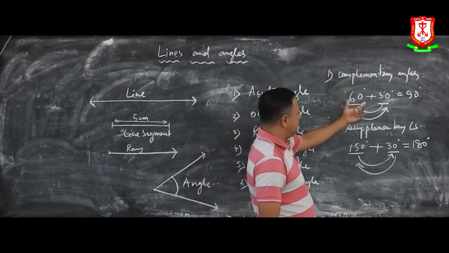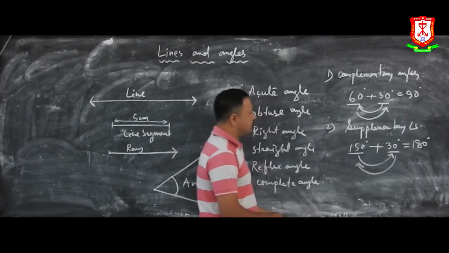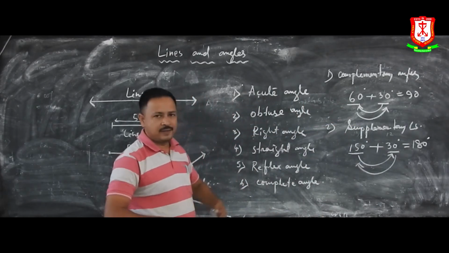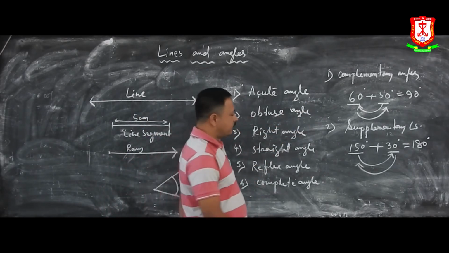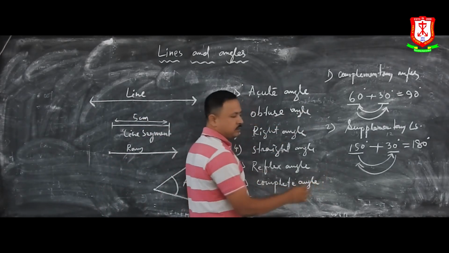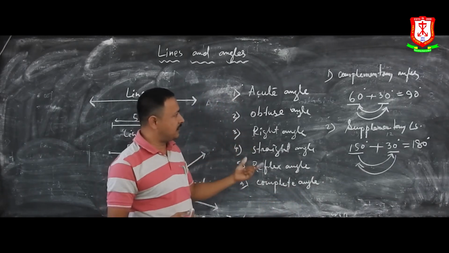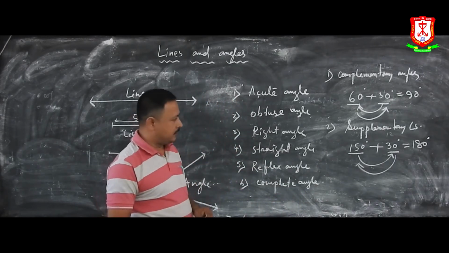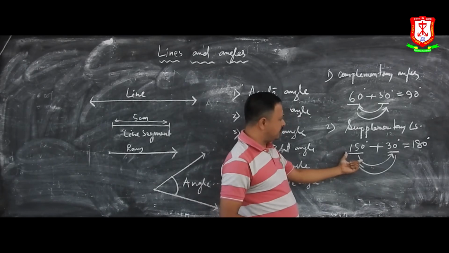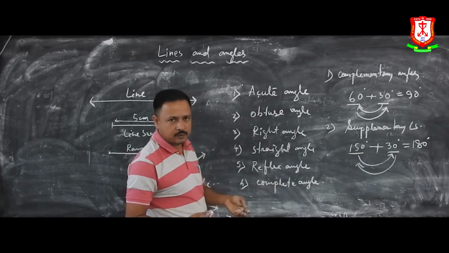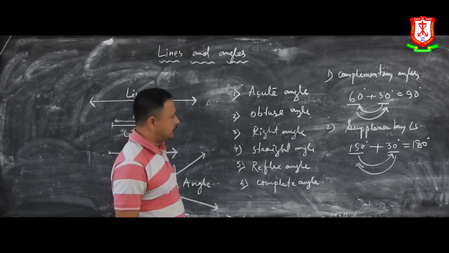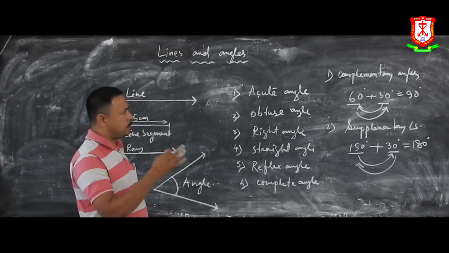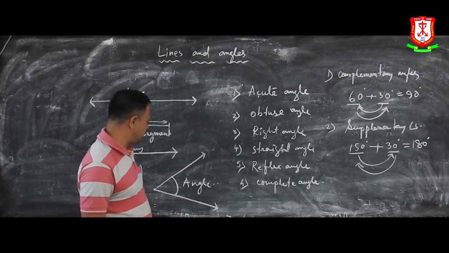So you can find out the supplement of any angle or the complement of any angle. To find the complement of any angle, you need to subtract the angle from 90 degree. And to find the supplement of any angle, you need to subtract the angle from 180 degree. Like this you can find out the complement and supplement of any angle.